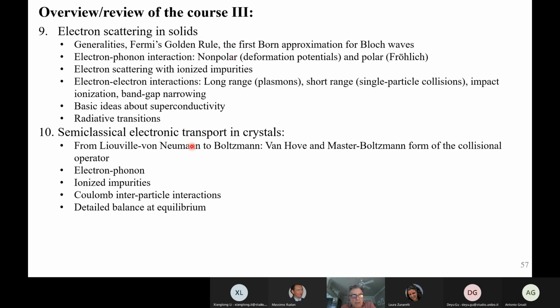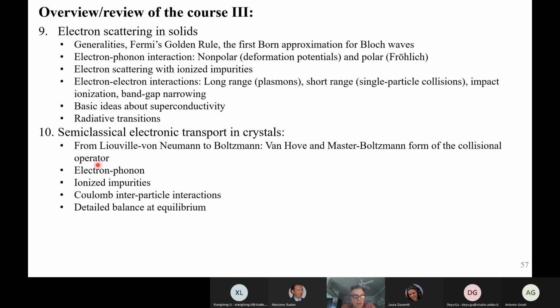semi-classical electronic transport. Probably this is the hardest part of the entire class. How do you go from quantum to classical transport using the Van Hove arguments, and how you deal with a collisional operator which takes the form that you see in the Boltzmann equation.